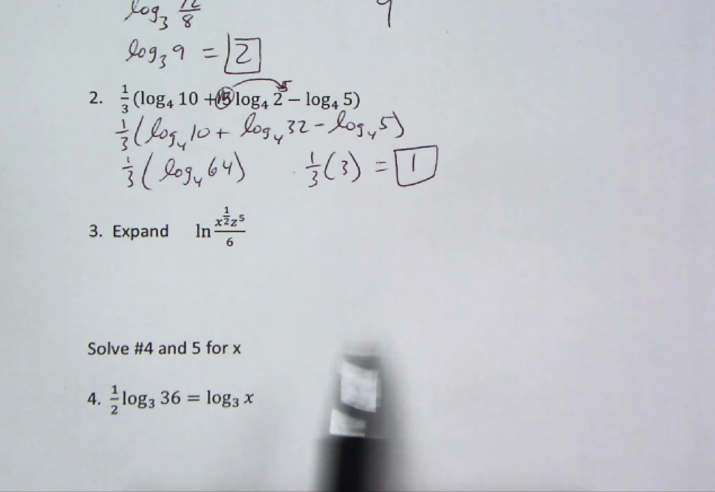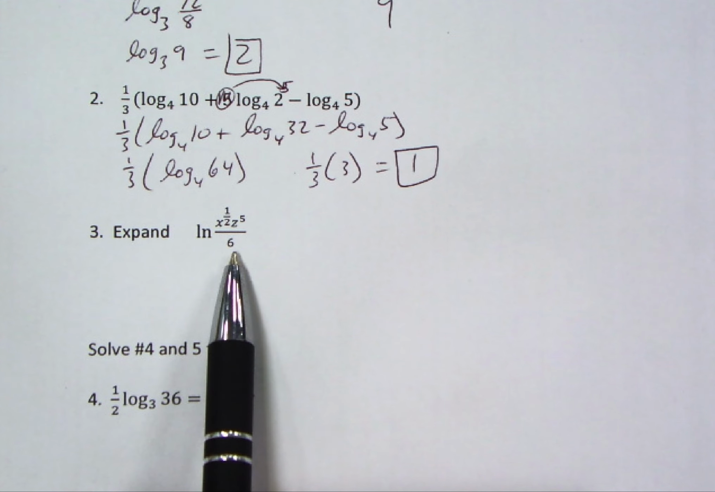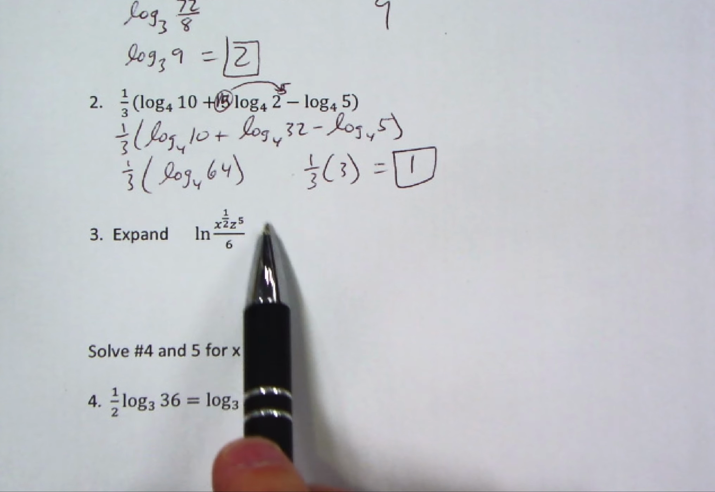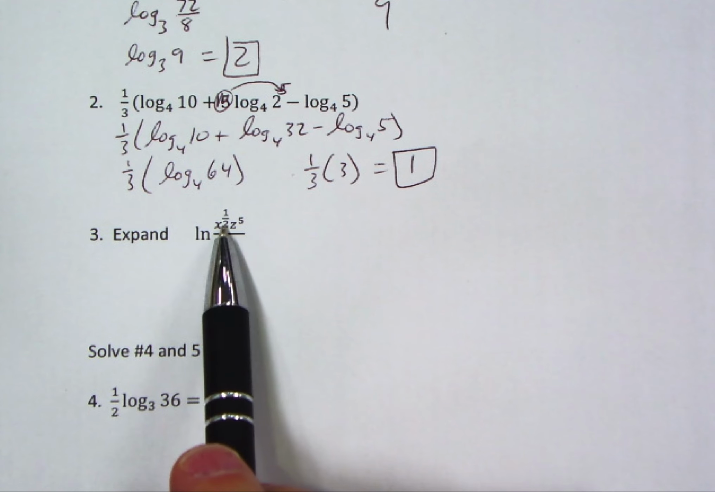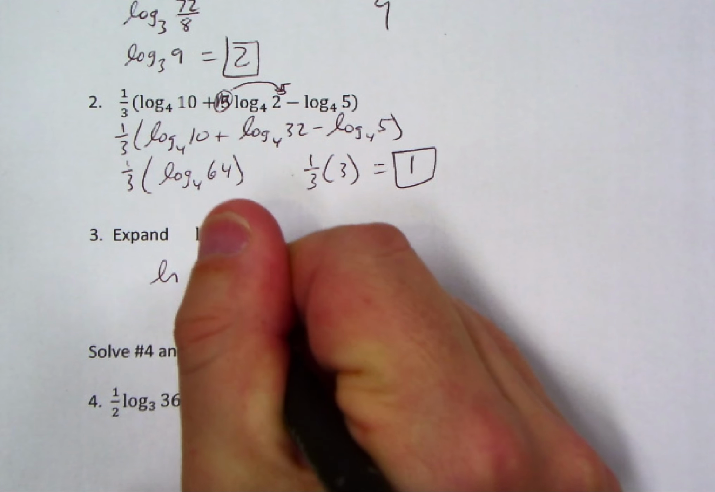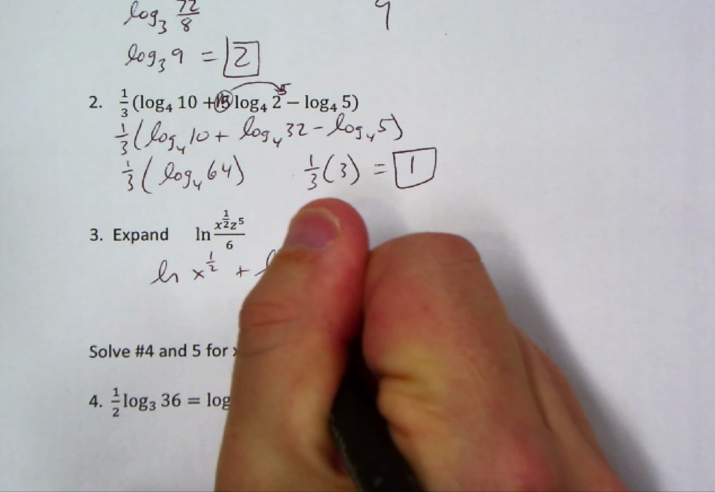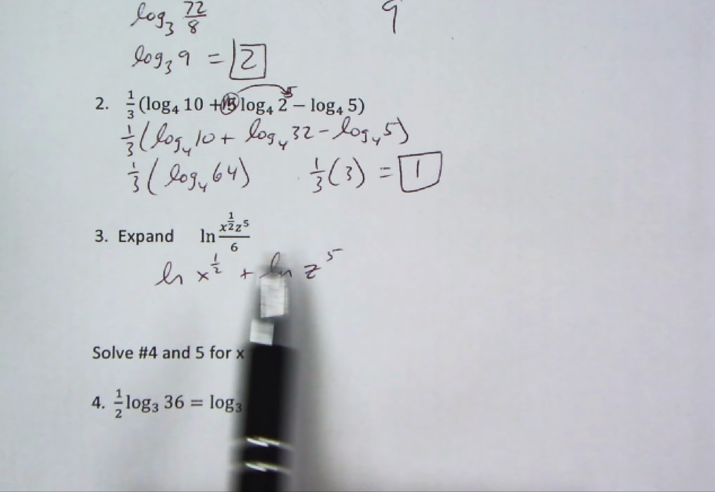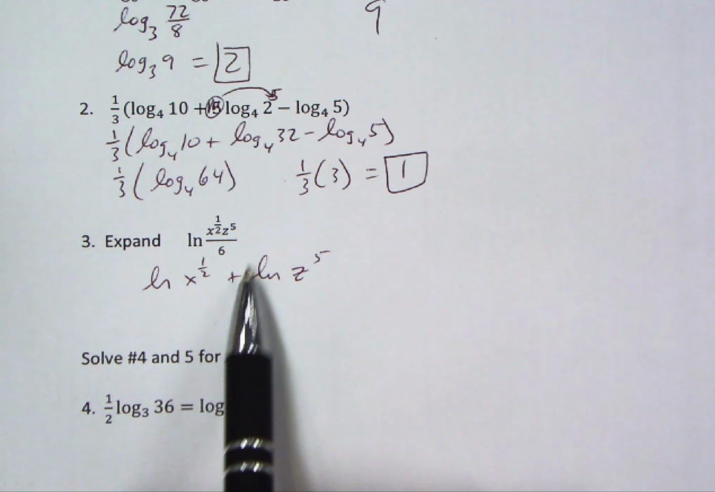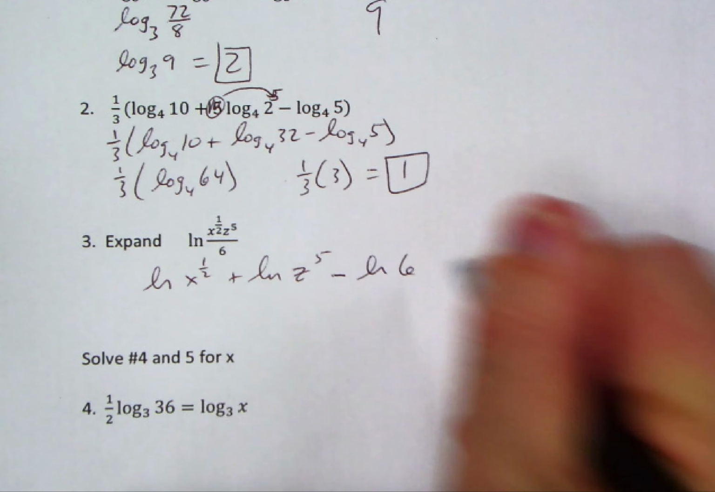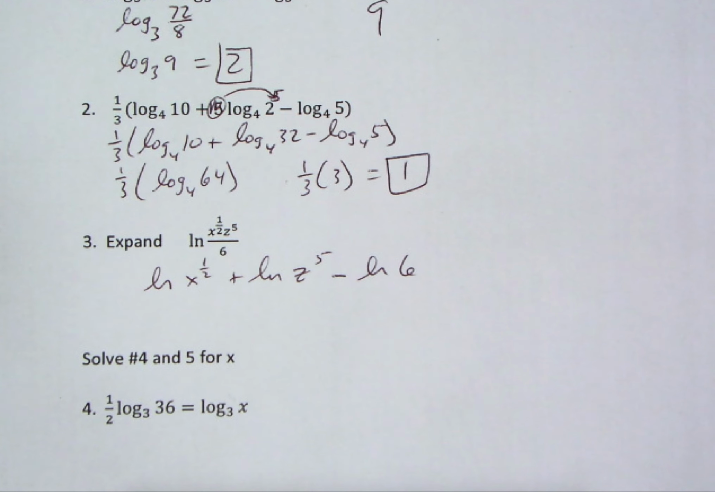All right, when we're expanding, well, now we're just kind of going in the opposite direction. First thing I want to do is split this up and use my properties. So since the top 2 are being multiplied, I'm going to split that up into addition. Notice how I write that. I just keep the natural log, and I split that up into addition. And then we're dividing by 6, so minus natural log of 6. But I have to keep the natural log on all 3.